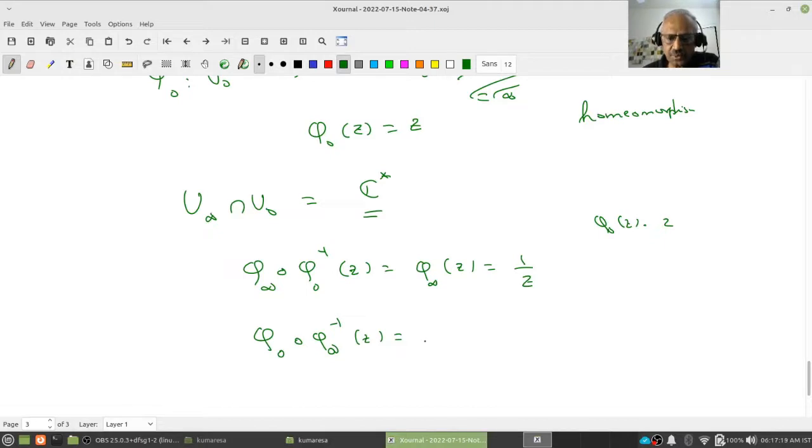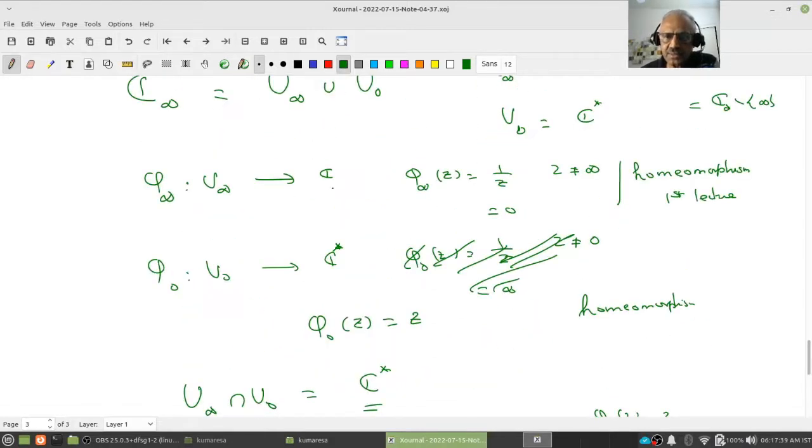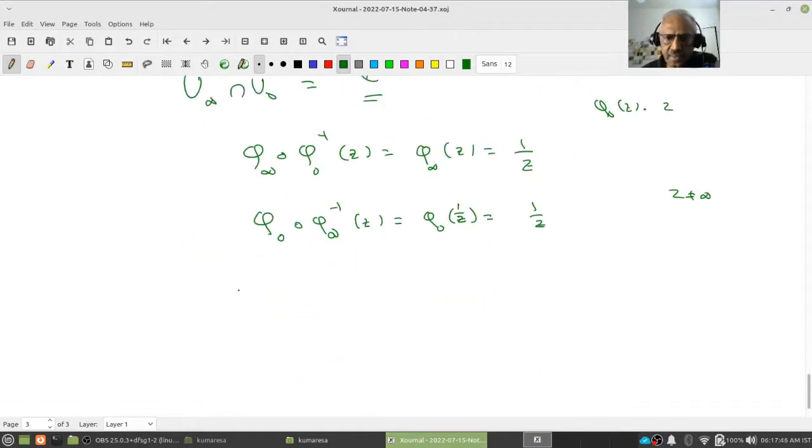Now there are two things. If z is not equal to infinity, then what do I have? This is going to be phi 0 of z, so phi 0 of 1 by z is equal to 1 by z, right? Phi infinity, what is phi infinity inverse? For z not equal to 0, phi infinity inverse is 1 by z, because phi infinity's inverse is itself. Suppose it's infinity, then what happens?